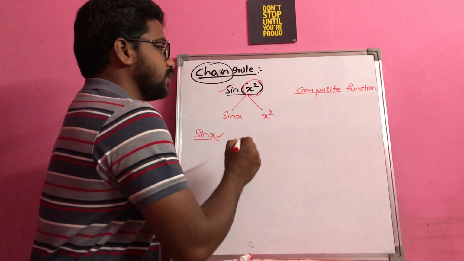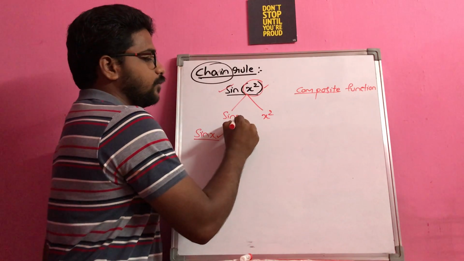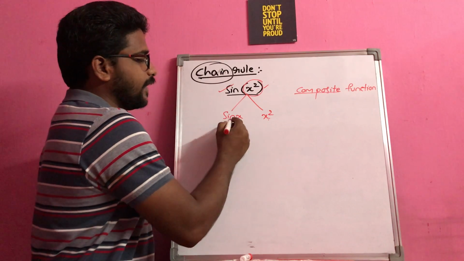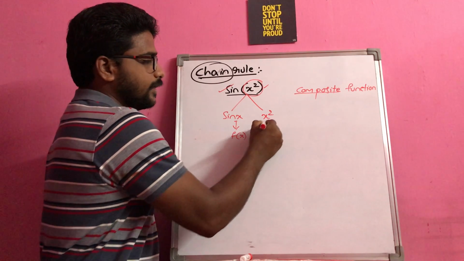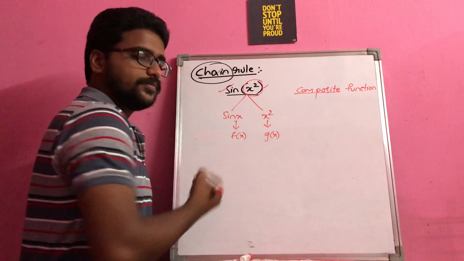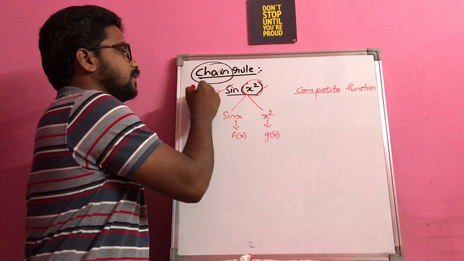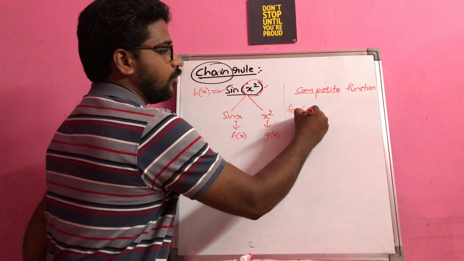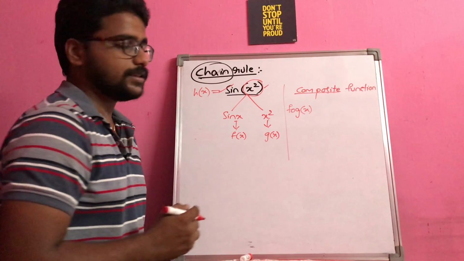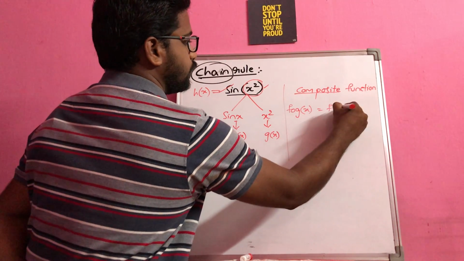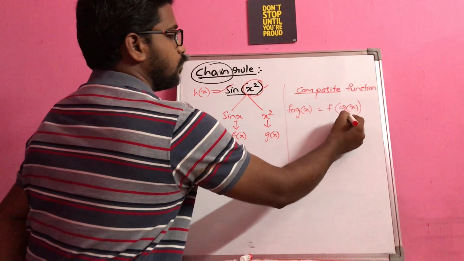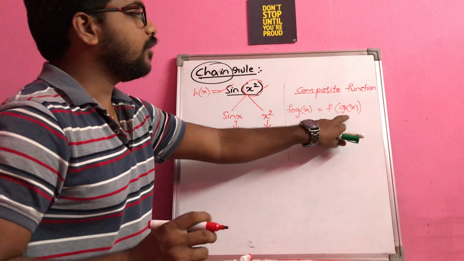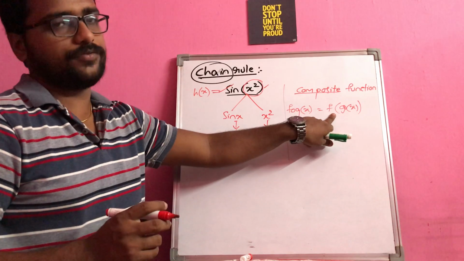Now the question is how to generate sine of x square using sine x and x square. For our explanation purpose, let me take sine x as f of x and x square as g of x. Let me name this h of x. We learned in class 11 how to find f circle g of x, g circle f of x. This is equal to f of g of x. So this is only called a function in a function. If you observe, this g of x is inside the function f, right?